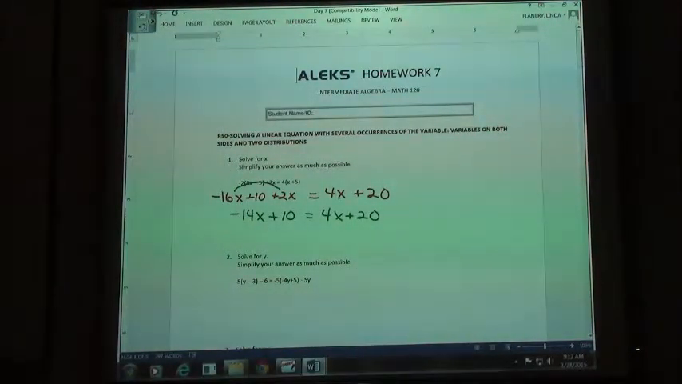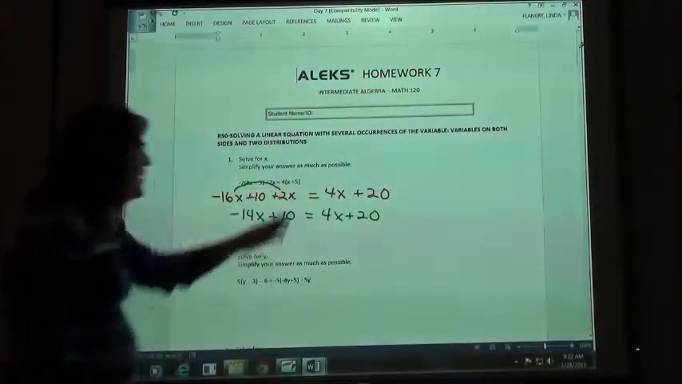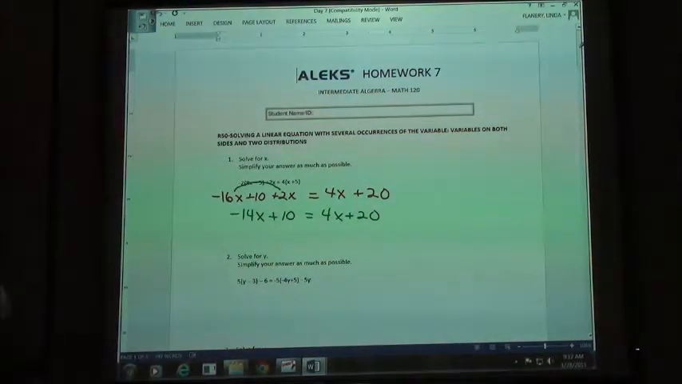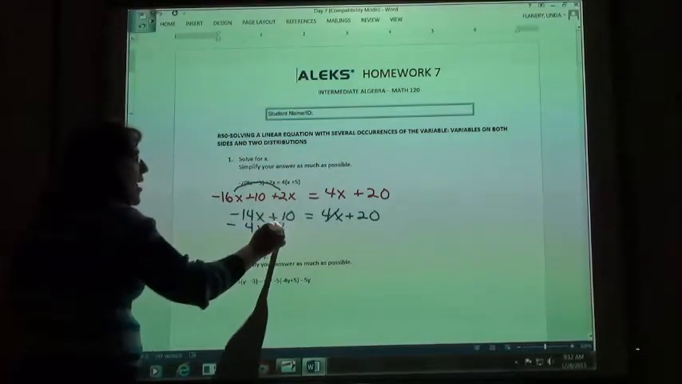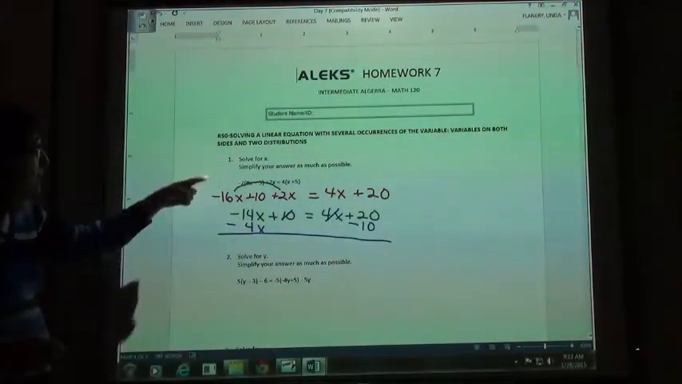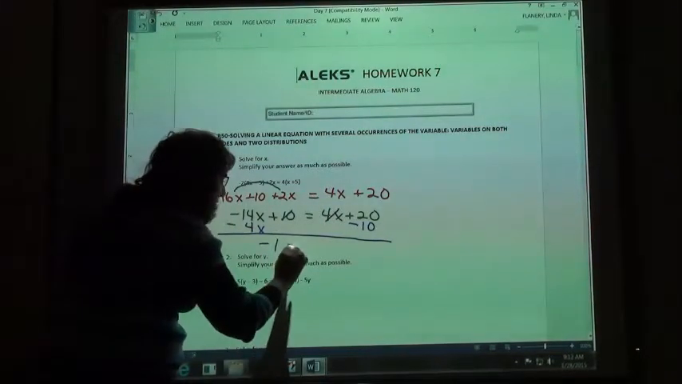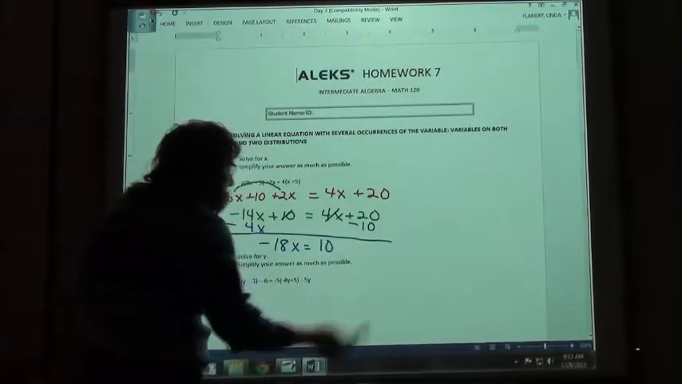Once we get it down so we have 2 terms on both sides, normally we'll move our variables to the left-hand side, our numbers to the right-hand side, and here we do the opposite because we're moving them to the opposite side of the equal sign. So we're going to minus that 4x to move it over and minus the 10 to move it over. Negative 14 minus 4 would give me negative 18x. 20 minus 10 is 10.